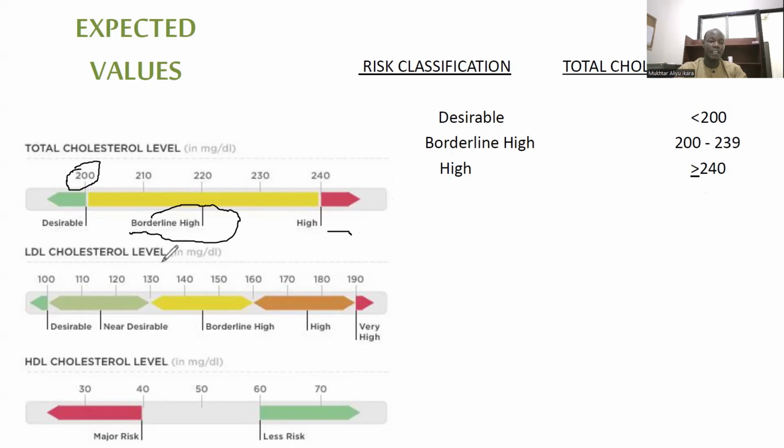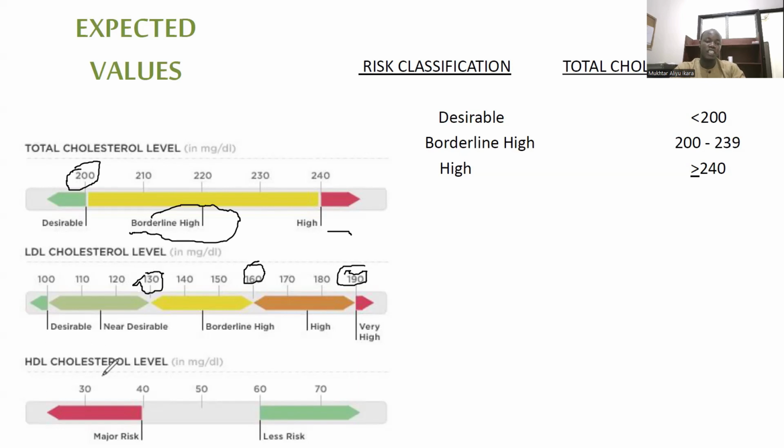And then, of course, the LDL cholesterol level, also in milligrams per deciliter. The desirable should be between 100 to 130. The borderline is between 130 to 160 milligrams per deciliter. It is high when it is between 160 to 190, and it is very high when it is 190 and above. You should know that LDL is the bad cholesterol, the one that transports cholesterol from the liver to other peripheral tissues.